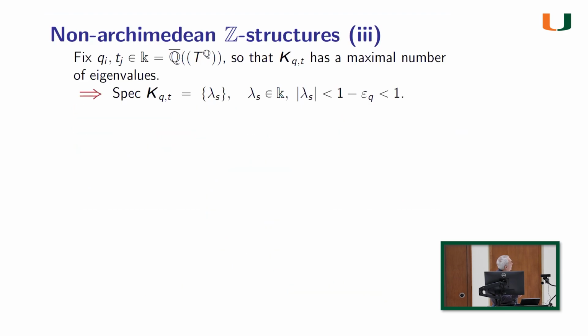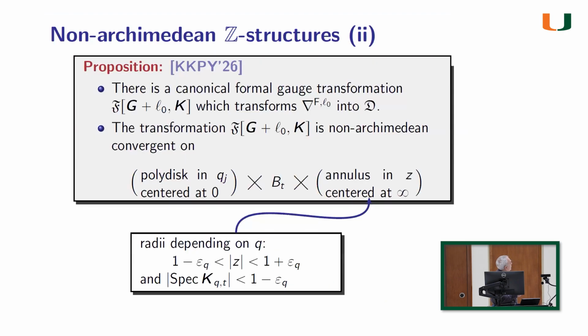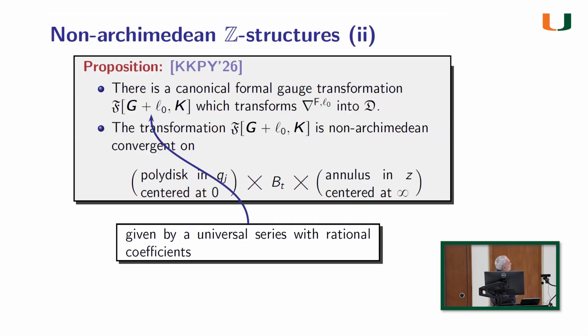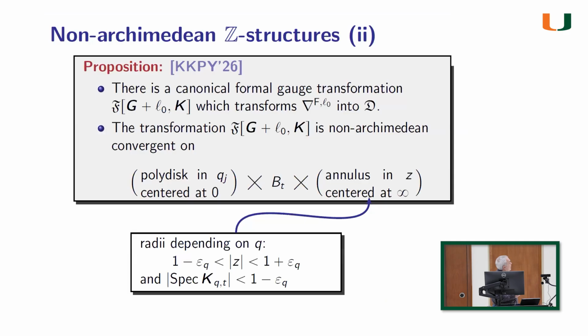What happened? Where am I going? Yeah, so there is some universal series with rational coefficients that gives this gauge transformation. And one thing to worry about, and you really need to fight with it when you're defining the Z structure, is that the radii of these annuli in Z depend on Q. And they depend on Q in such a way that, of course, the annuli are far away from the spectral cover. But they don't depend on T.